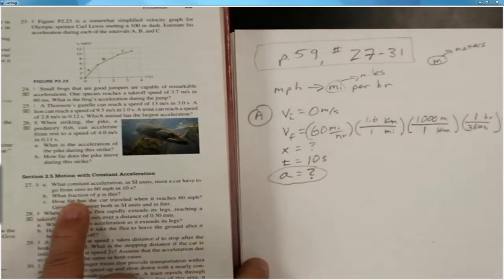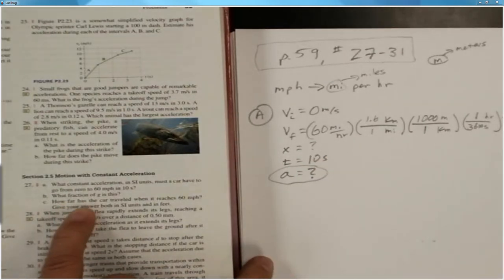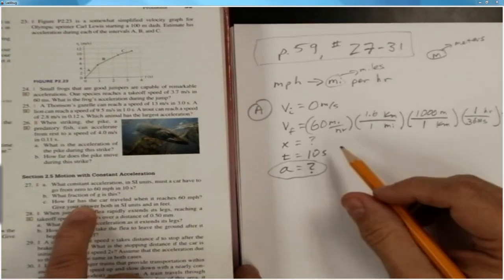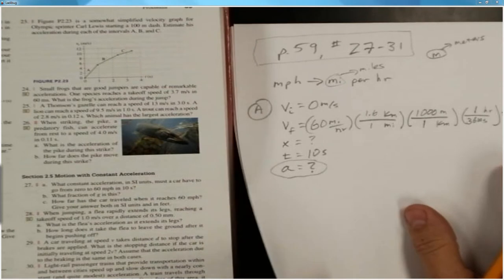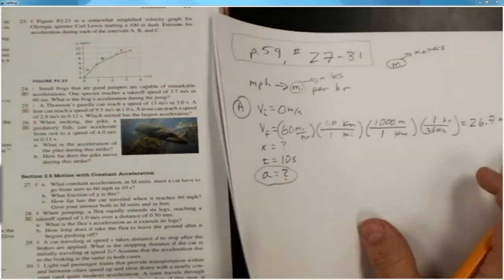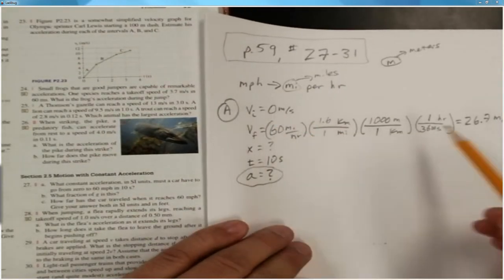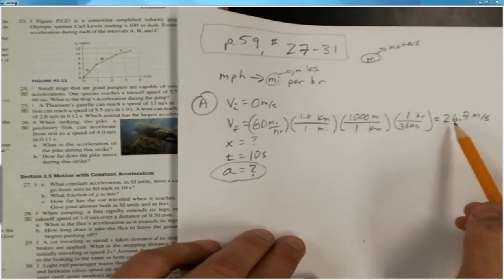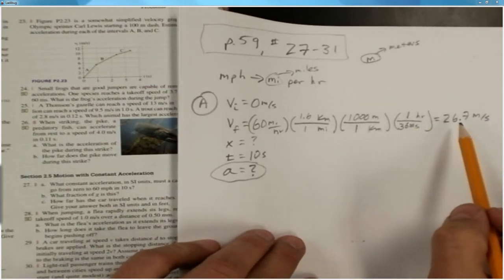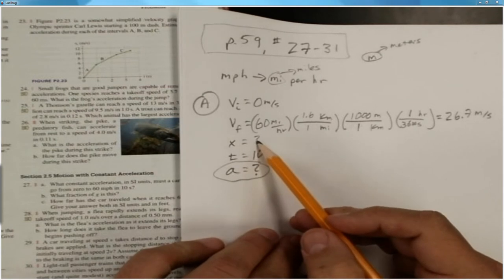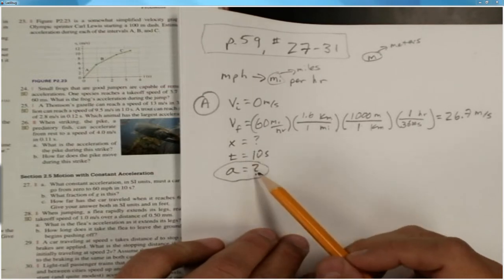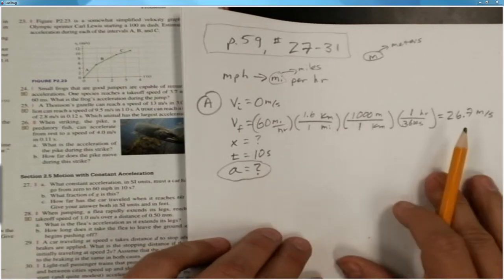But it also didn't ask me to find the distance. Not yet. For part A, the first thing that I do is write down all my kinematic variables, what I know and what I don't know. I know VI, I know VF, I convert if required, and it is required here to get it into SI units. I don't know X, but I also don't care about X for part A. I know about T, and I don't know about A, but I want to know about A.